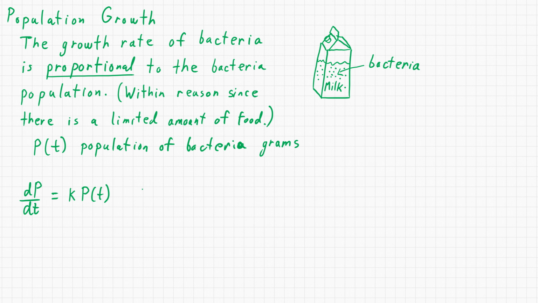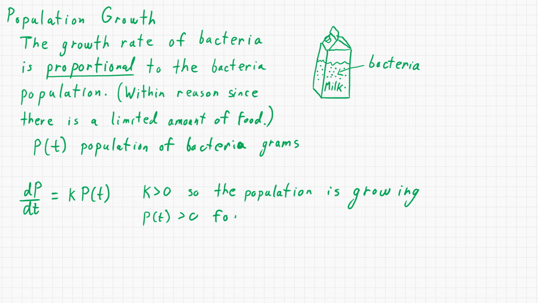All right, and in this case, we're also going to say that k is greater than 0, so the population is growing. And if the population is growing, one of the reasons we want that, we also assume that P of t is greater than 0 for positive population. Right, you can't have a negative population of bacteria.